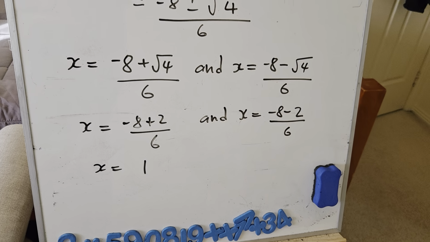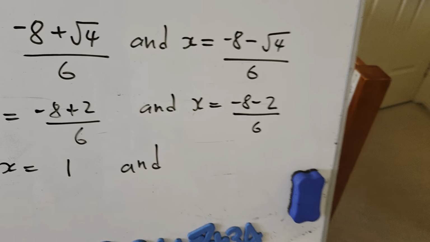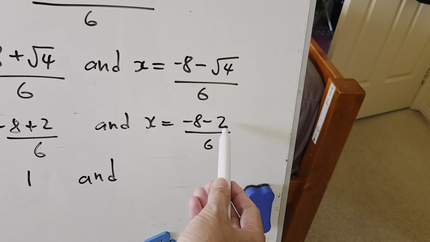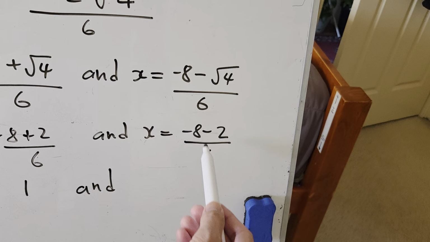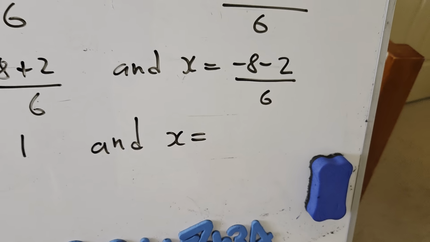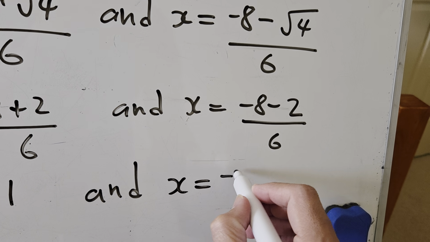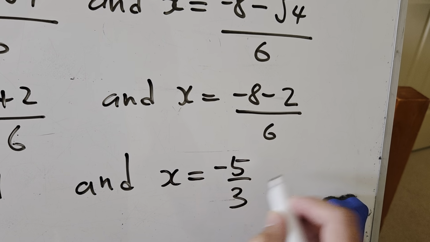You can verify that on the calculator. So 1 x value is equal to 1, and negative 8 minus 2 is equal to negative 10. Negative 10 divided by 6 simplifies to give you negative 5 over 3.